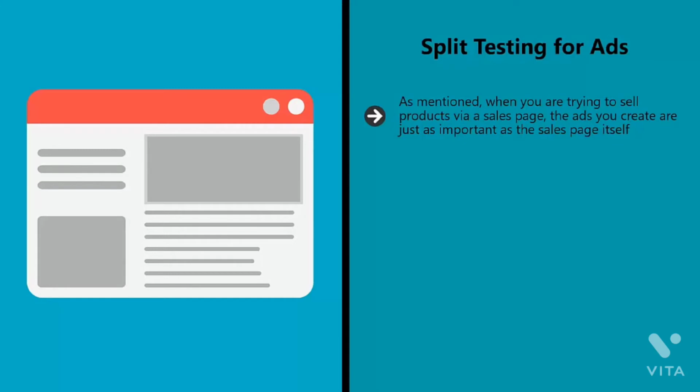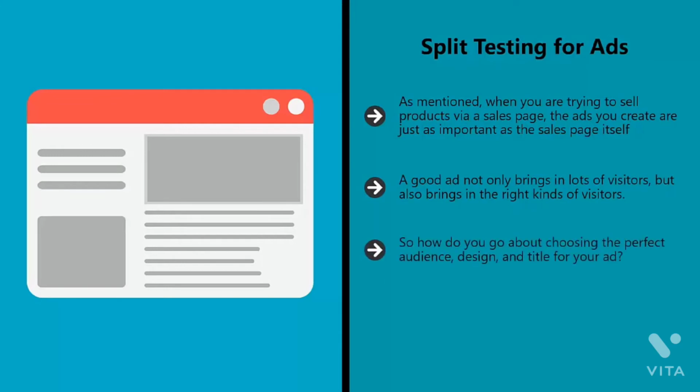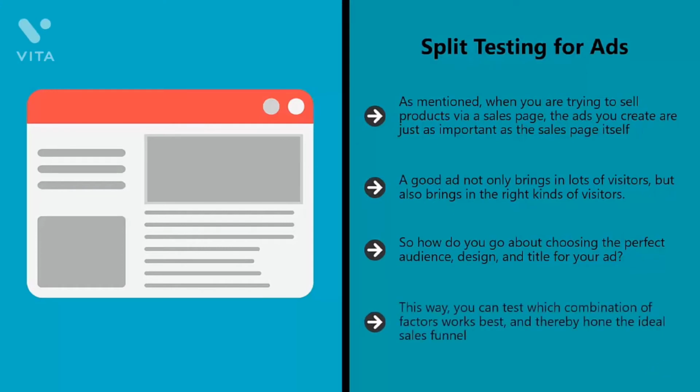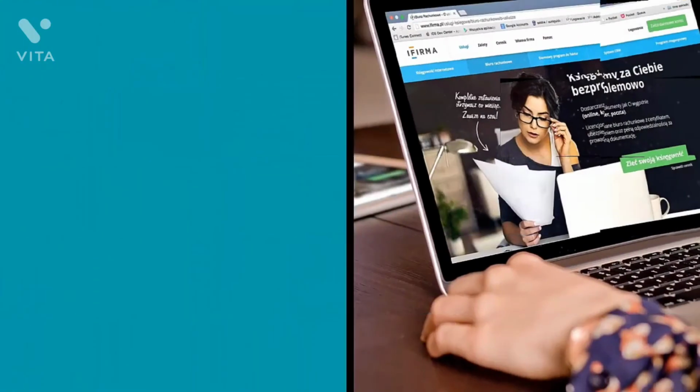In other words, you need to make sure that when someone lands on your page, they are going to find something that interests them. A good ad not only brings in a lot of visitors, but also brings in the right kinds of visitors. So how do you go about choosing the perfect audience, design, and title for your ad? One answer is to use something called AdWords experiments, which are offered by Google itself by default. This way, you can test which combination of factors works best and thereby hone the ideal sales funnel.